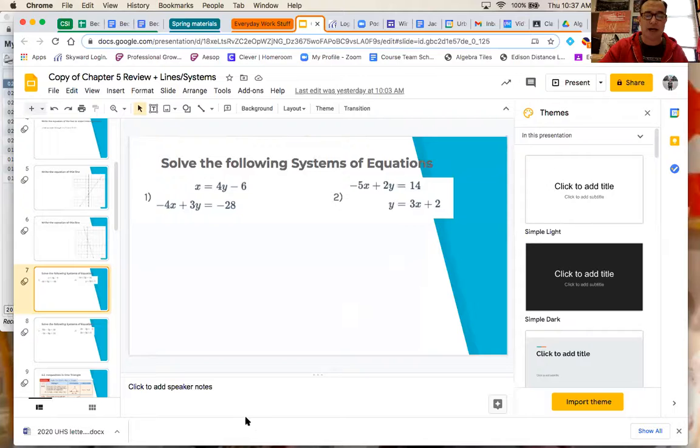Whenever you've got a variable on its own, the general idea is that you are going to look at this and say, okay, what I'm going to do here is substitute one thing in for the other.